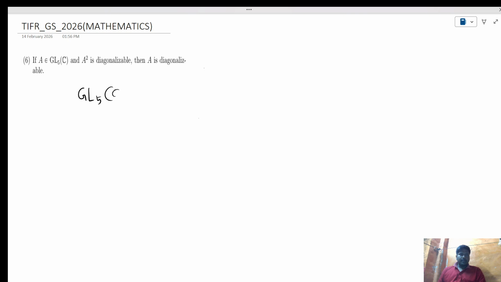GL5C implies the set of all 5 cross 5 matrices whose entries are from C. That means the entries of A are complex numbers such that determinant of A is not equal to 0. Okay, this is the group. So given that if A square is diagonalizable, then is A diagonalizable or not? Okay, so A square is diagonalizable. Let A be not diagonalizable.